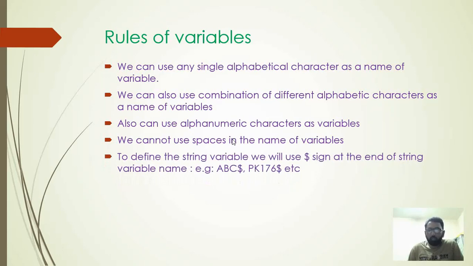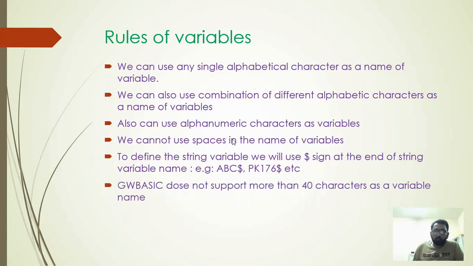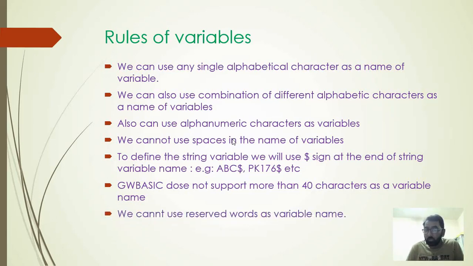To define a string variable, we use the $ sign at the end of the string variable name, as the examples given here: abc$, pk176$, etc. GW Basic does not support more than 40 characters in a variable name, so keep that in mind. We also cannot use a reserved word as a variable name.